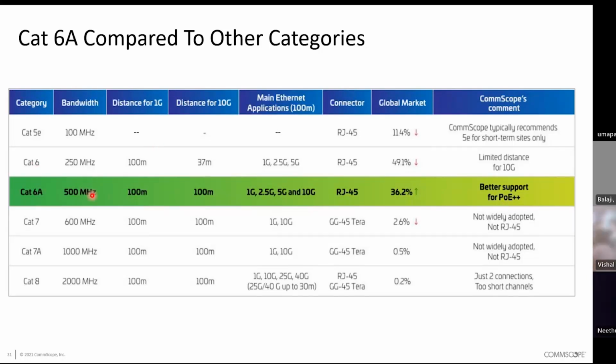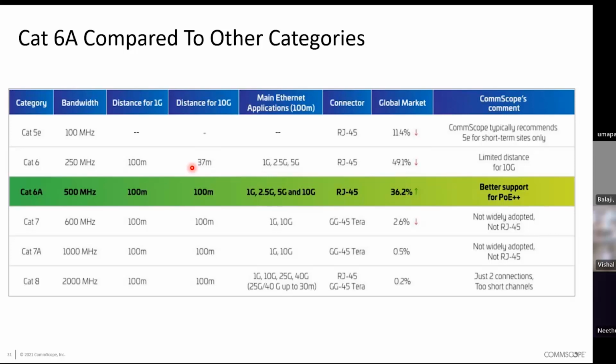And the most important thing is the insulation thickness. Whatever data we are transmitting on the copper cable travels on top of the copper conductor, but your insulation is most important. The thickness of the insulation and the twist ratio increase so that it can support 10 gig connectivity, as well as take care of the heat dissipation when you want to drive 60 watts or 90 watts of high power PoE on a cable. Whereas Category 6 can support only 37 meters for 10 gig connectivity.